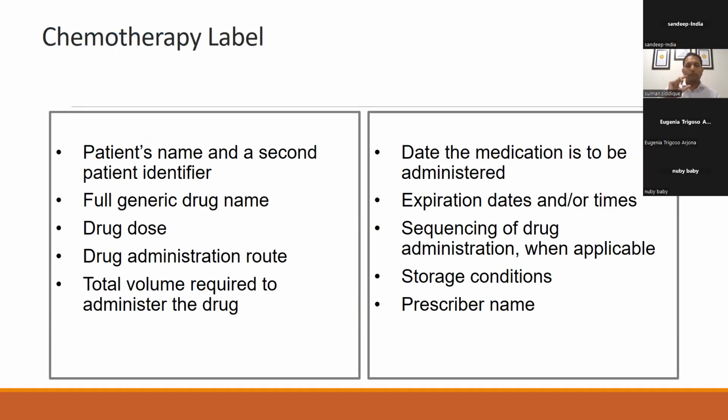So when you've prepared the drug, next thing is chemotherapy label. The label should contain these details that you can see here: patient name, drug name, dose, administration route, total volume required to administer the drug, date of medication, date of administration, expiration date or time, storage conditions, whether it needs to be stored in the fridge or somewhere else, and prescriber's name. All of these details should be on the label.